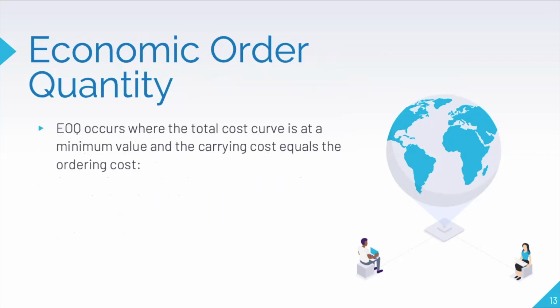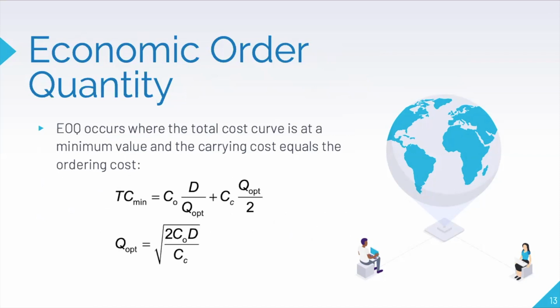So EOQ occurs where the total cost curve is at a minimum value and the carrying cost equals the ordering cost. This is the formula. The ordering cost, or C sub O, is the total annual demand divided by the optimal quantity, or the EOQ. So kung alam yung EOQ, divide mo yun sa demand, yun yung how many times ka mag-order. Times the ordering cost per order, yun yung total ordering cost.